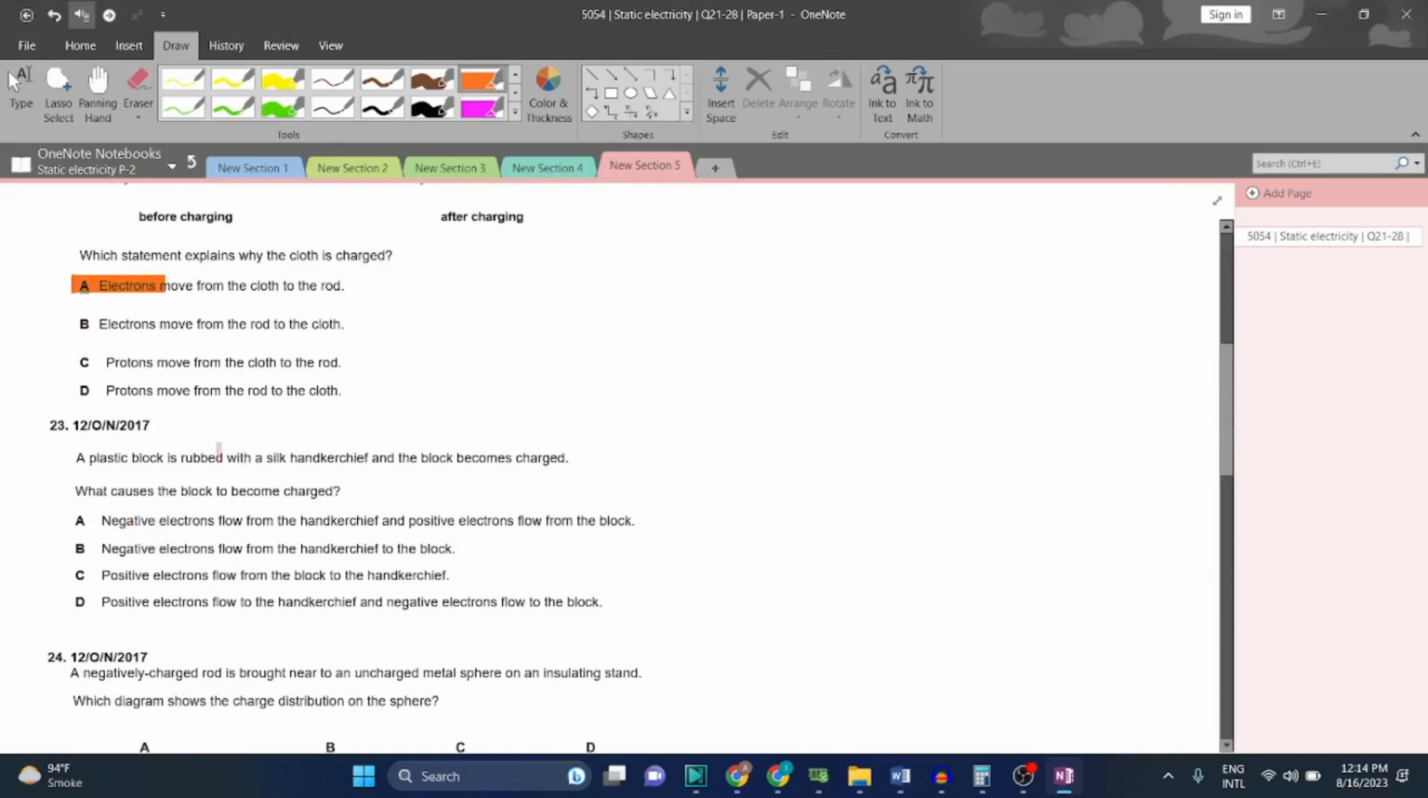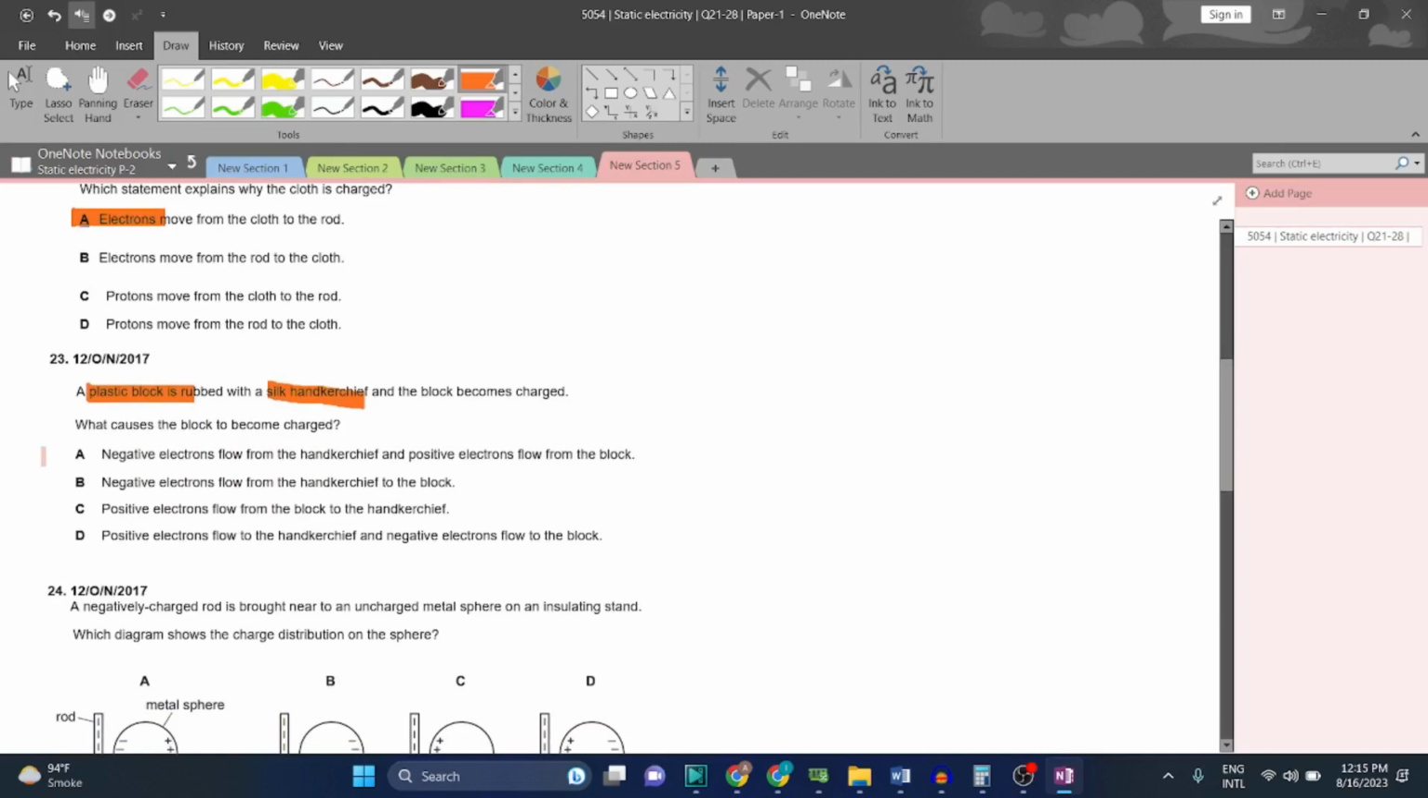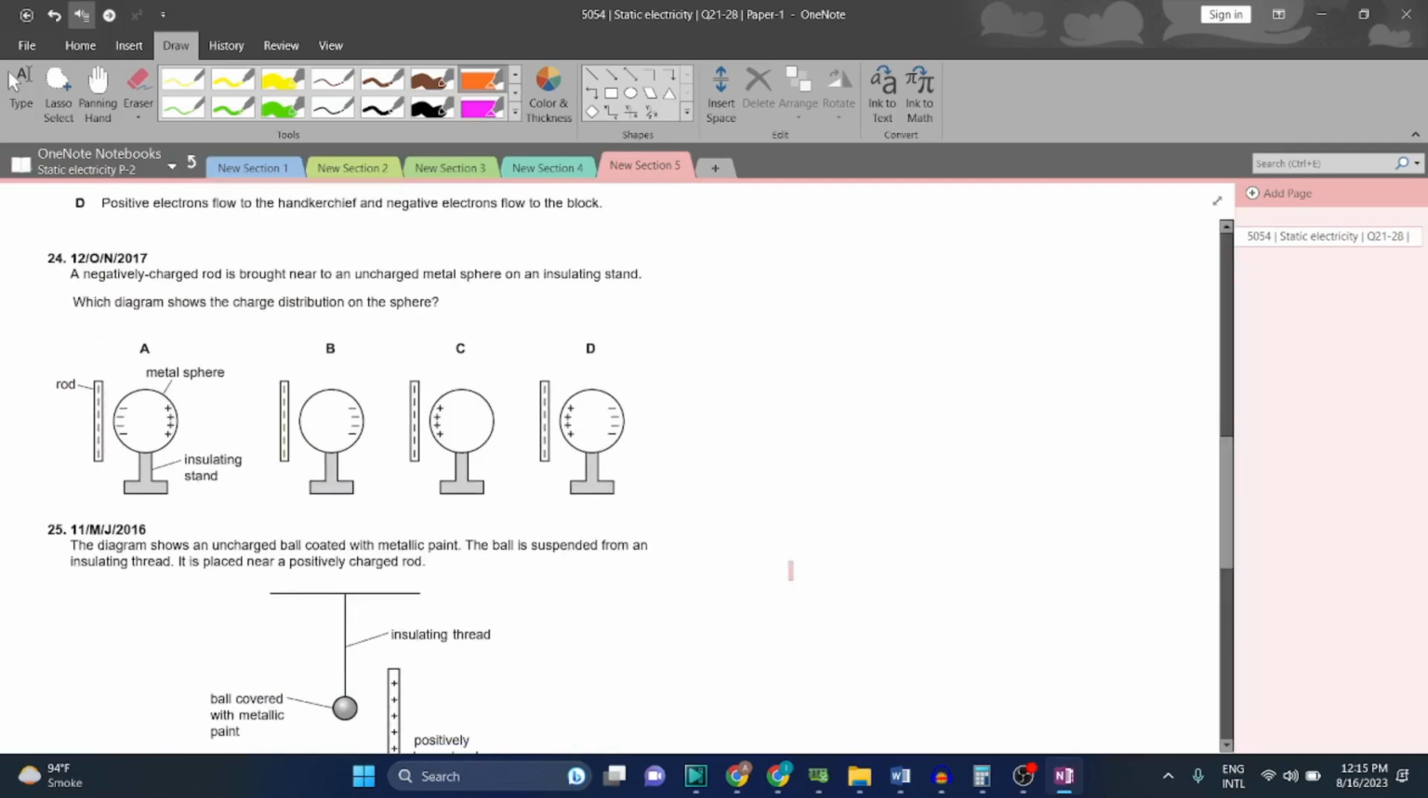Question 23. A plastic block is rubbed with a silk handkerchief and the block becomes charged. What causes the block to become charged? Negative flow of electrons. Negative electrons flow from the handkerchief, and positive electrons flow from... what is a positive electron? No. Straight up, no. Negative electrons flow from the handkerchief to the block. This looks like the right option. Positive electrons: there is no such thing as positive electrons.